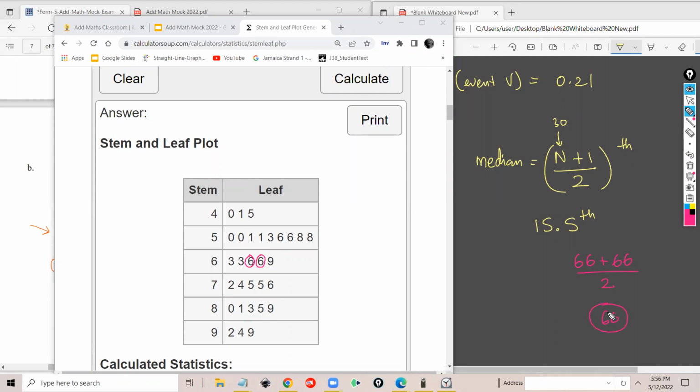Right? So if you got it wrong, well, I hope you understand. Well, I'm sure that you understand it now because we did plenty of examples on this before. Right? So the answer is 66.